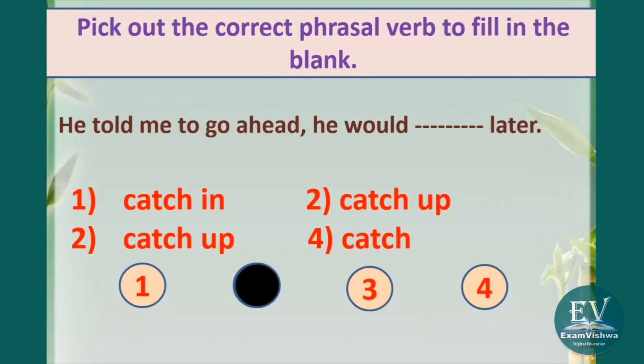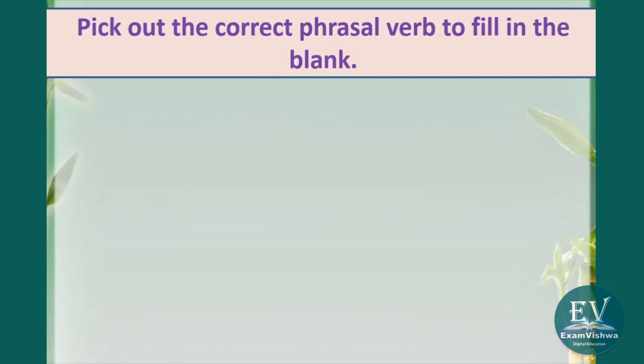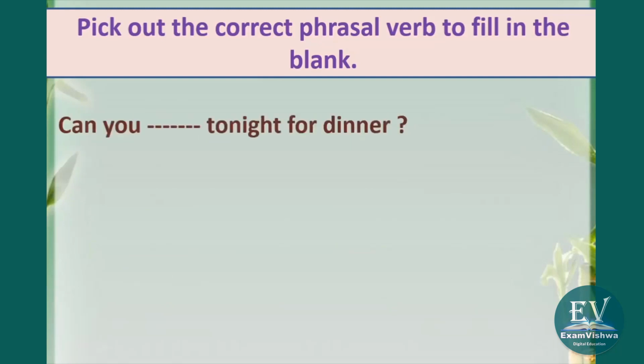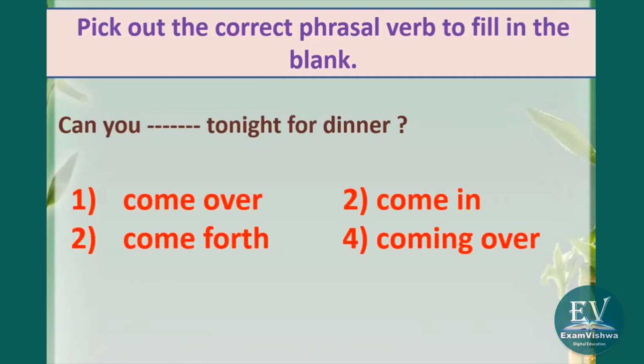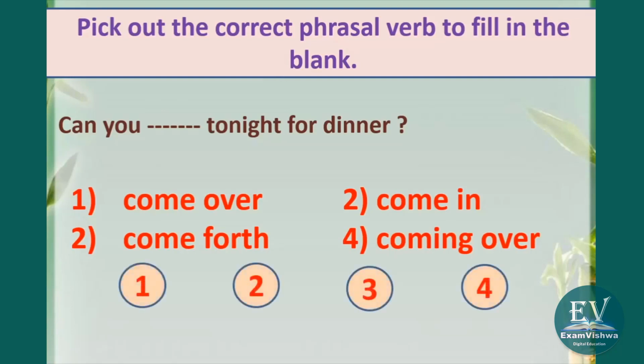Moving on to the same category of question, but one more example. Pick out the correct phrasal verb to fill in the blank. Can you dash tonight for dinner? So can you come over? Can you come in? Can you come forth? Or coming over? So what do you think? Will it be can you come over for dinner? Can you come in for dinner? Can you come forth for dinner? Or can you coming over for dinner? So it is answer number 1. Can you come over tonight for dinner?